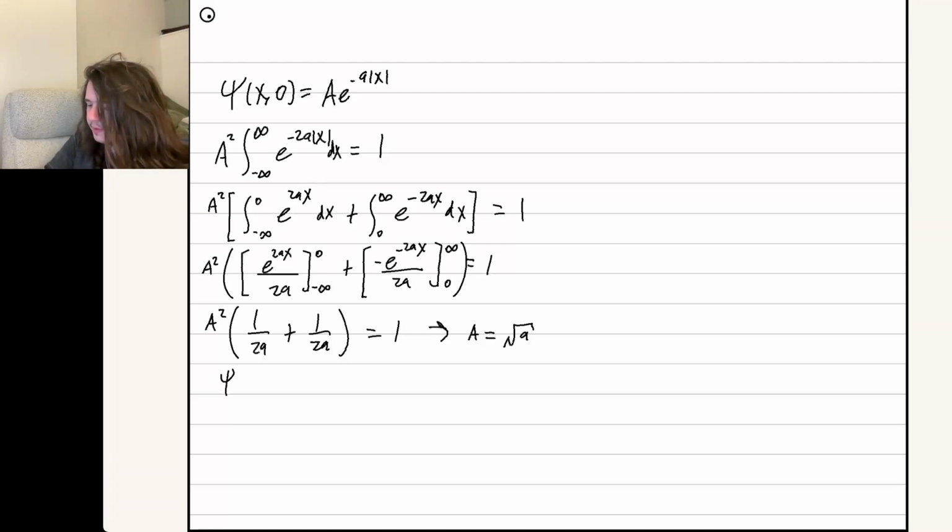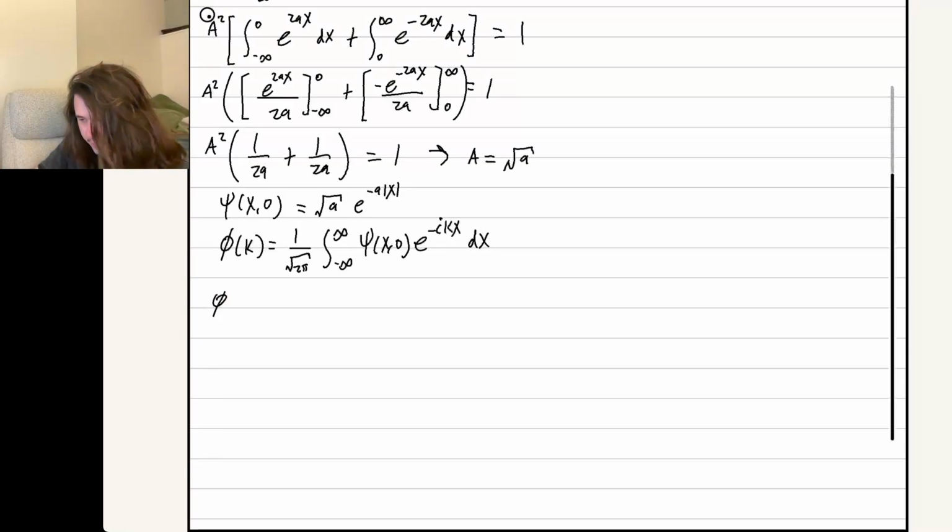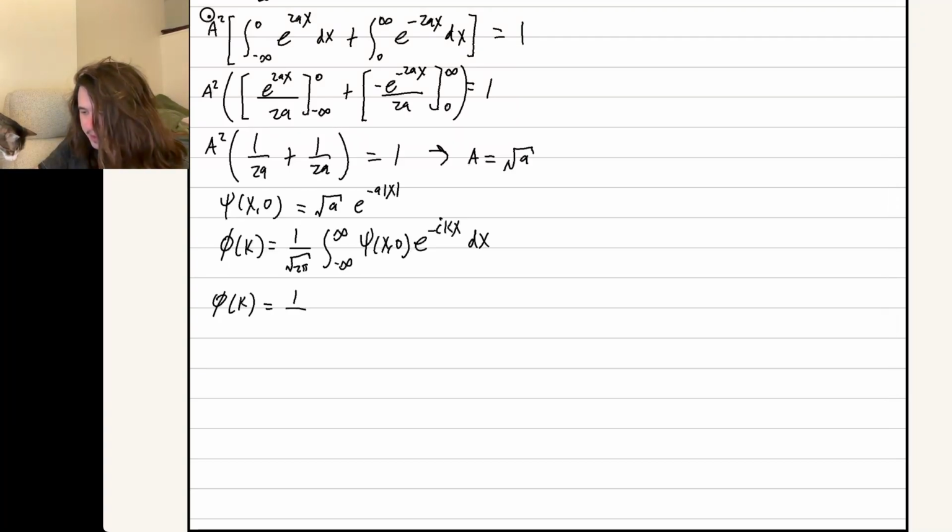So from that, it's looking like the normalization constant is just root a. So we can represent the time-independent wave function like that for future reference. Then the problem asks us to calculate this phi of k, which is defined as 1 over root 2 pi times the integral from minus infinity to infinity of the time-independent wave function times e to the ikx dx, which effectively is a Fourier transform of it. So it represents the wave function in momentum space rather than in position space.